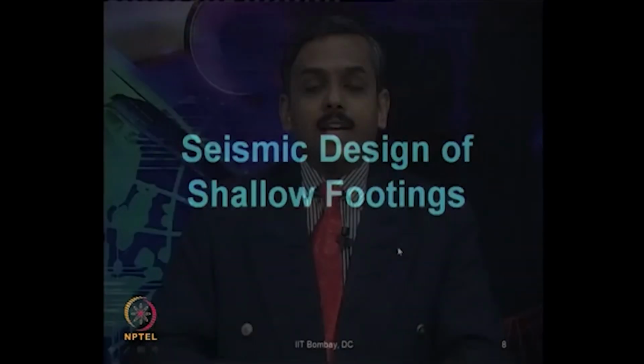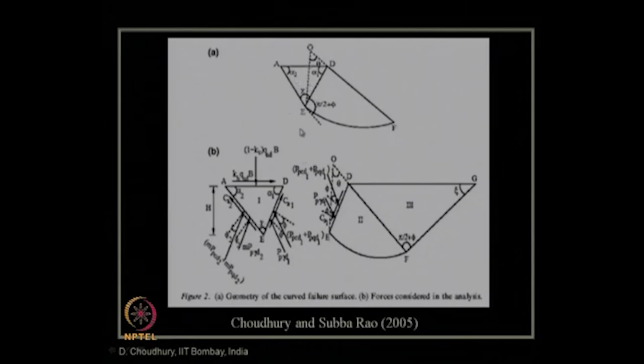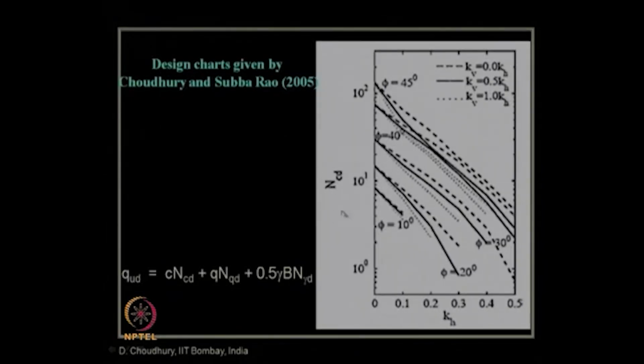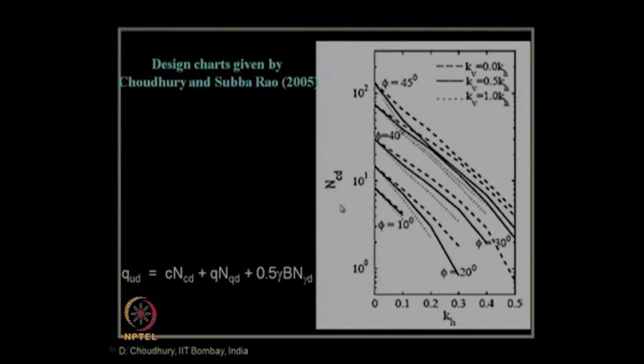Then in our previous lecture, we also discussed seismic design of shallow footings. For that, first we started with the pseudostatic analysis of shallow strip footing as proposed by Chaudhary and Subbarao in 2005. The design charts under the dynamic or seismic condition are proposed. This is the bearing capacity factor in terms of cohesion, that is NCD, and this is the equation by using which one can estimate the seismic bearing capacity.